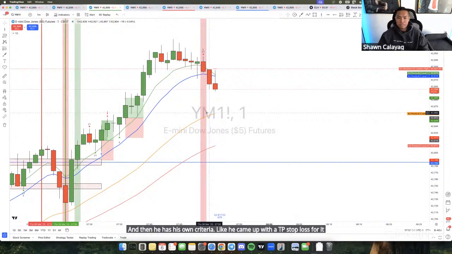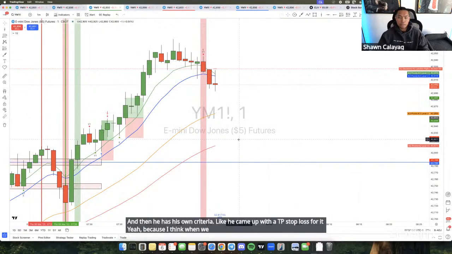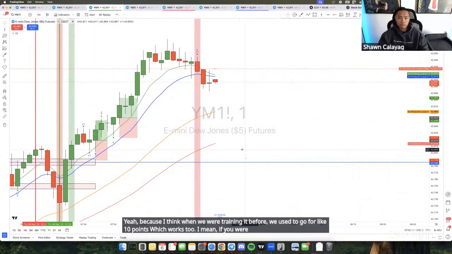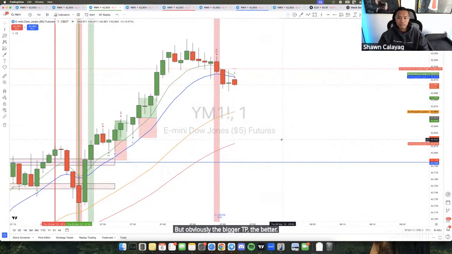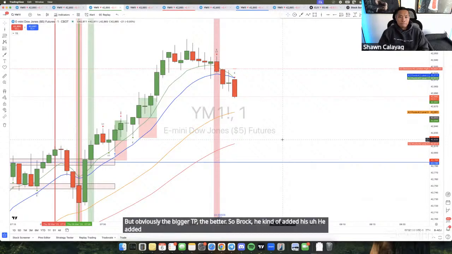Yeah, because I think when we were training it before, we used to go for like 10 points, which works too. I mean, if you were going to go for 10 points, it'd still hit. But obviously the bigger TP, the better. So Brock kind of added his own requirements to it.